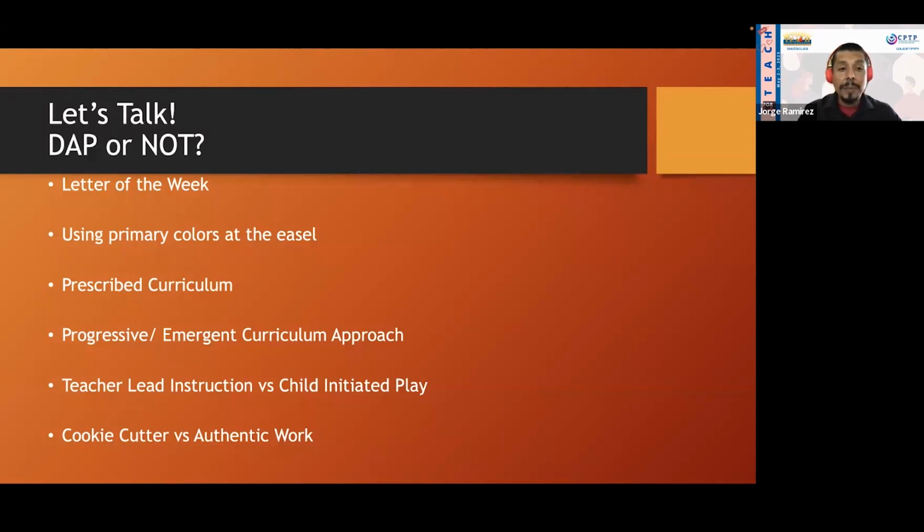Letter of the week is not developmentally appropriate if you think about it. There really is no cognitive demand in letter of the week. Not to say that you shouldn't do it, but rather think about this. If you think children can learn, then what's the idea of letter of the week? What's the idea of everything having to pertain only to that letter of the week?